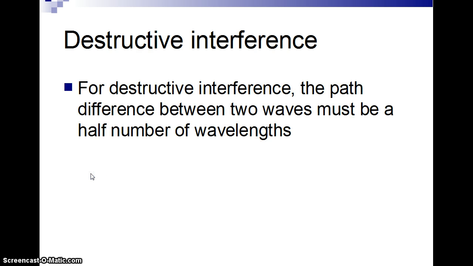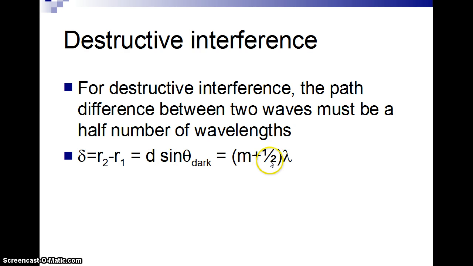Destructive interference is where it's half numbers of wavelengths: 1/2, 3/2, 5/2, something like that. So you're going to be doing d sine theta equals m plus 1/2 times lambda. It's the same condition, except you have this plus 1/2.